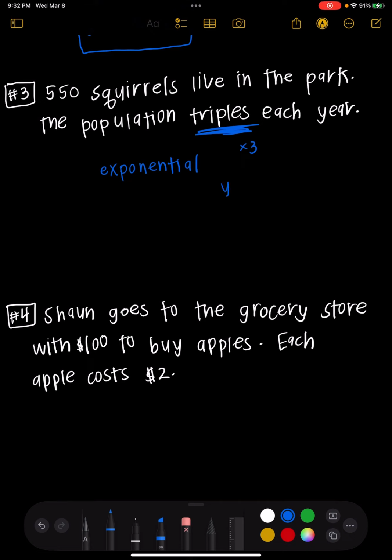Because it's an exponential equation, I can say that it's y is equal to a times b to the power of x, where remember, a is your starting value. So how many squirrels did we start with? Well, we started with 550, so that's my starting value. And then my b is what's changing every time, or what we're multiplying by every time. Because it says that we're tripling, we're multiplying by 3, so my b is 3. And then we're going to take it to the power of x to finish off that exponential equation.